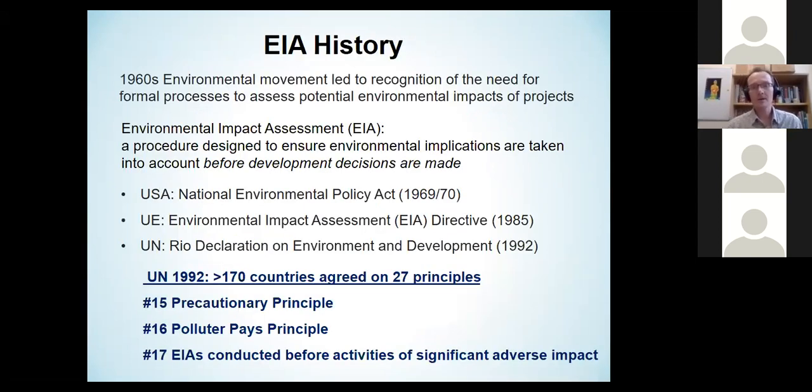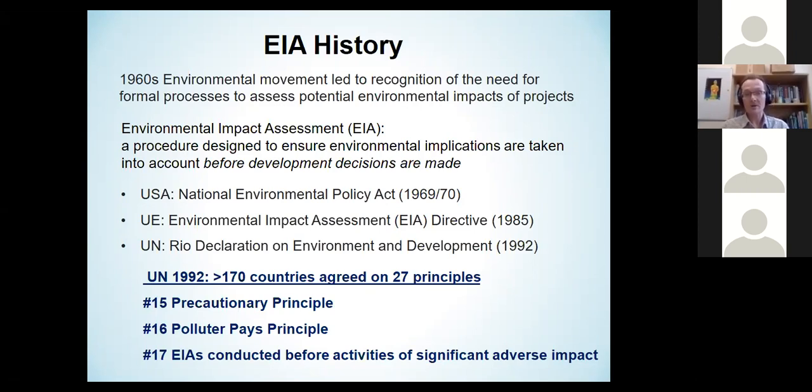Okay, so environmental impact assessment as a structured formal process has emerged out of the environmental movement of the 1960s. Before that, people thought about the environment and cared about the environment, obviously, but it became a formalized process after this period. So to state what an EIA, an environmental impact assessment, is: it is a procedure designed to ensure environmental implications are taken into account before development decisions are made. So it's all related to some kind of project, some kind of development, and we're assessing the impacts before that actually happens.